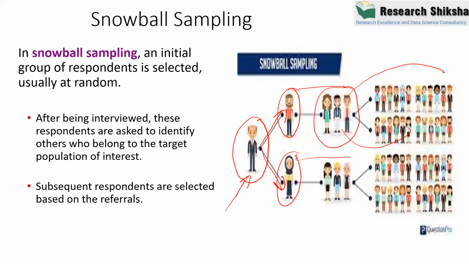Now when should we go for snowball sampling? You should go for snowball sampling when you do not have any specific sampling frame. Simply put, when a sampling frame is not available, you have to go for snowball sampling.